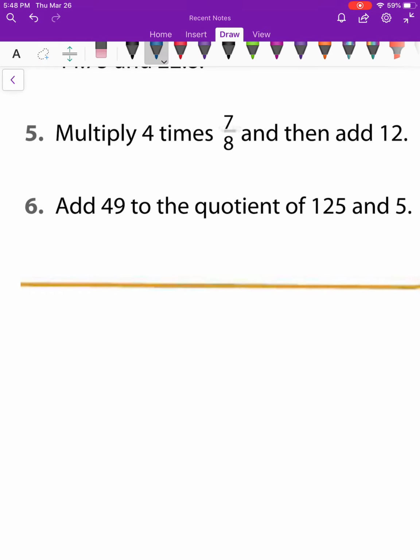Multiply 4 times 7 out of 8 and then add 12. So 4 times is easy, directly. Apply what you read. Multiply 4 times 7 over 8, then add 12. If you follow the order of operations, you cannot add before multiplying. You have to multiply first. So it needs nothing, just apply what you read.